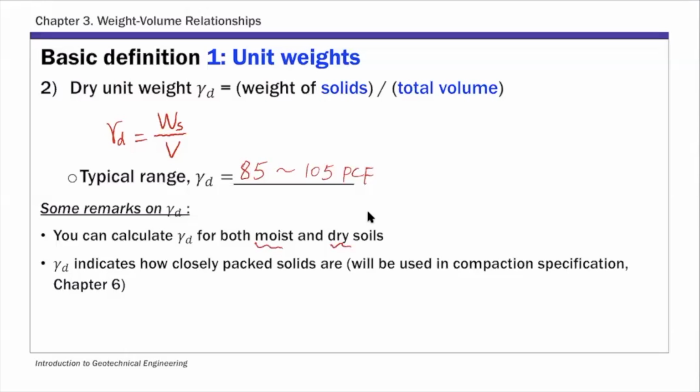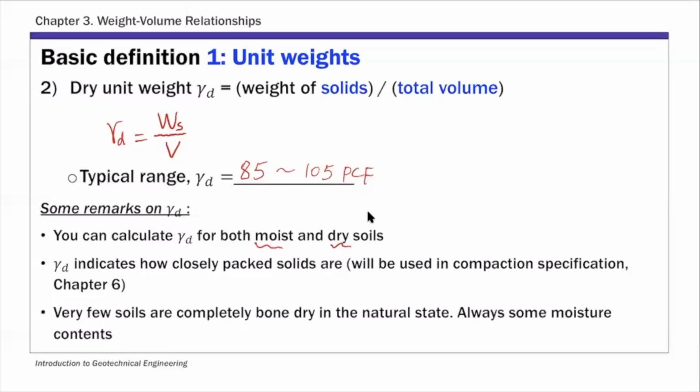And this is something I mentioned at the very beginning. One of the course objectives is that we're going to look at soil compaction. And gamma D is actually used to indicate how densely packed the solids are. So it's used in compaction specification. We'll come back to this gamma D in chapter 6 when we talk about compaction.